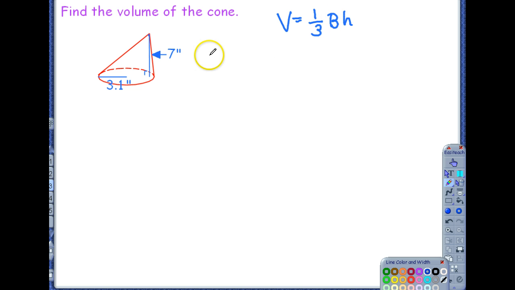So if we want to put that off to the side, now let's think about what we already know. They give us the radius, so we can find the base area pretty easily, and they give us the height. So they already gave you this piece, so we can put that in there. So let's find the base area.